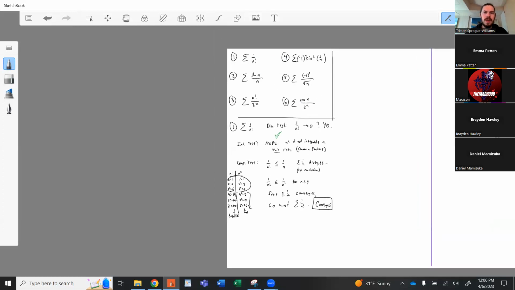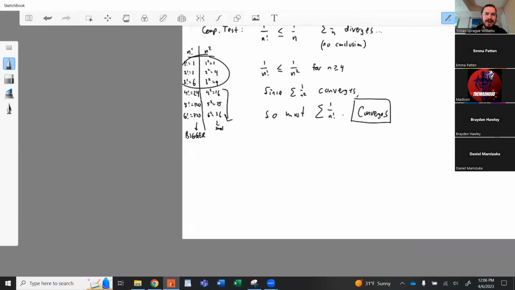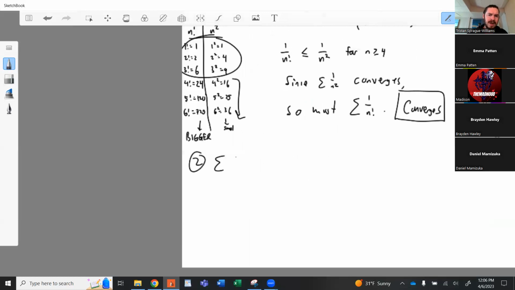So there's number 1. Let's look at number 2. Number 2 is pretty quick. Number 2 here is summing up natural log of n over n. Passes the divergence test. Integral test is a nice one here. So you can do the integral of ln n over n, from 1 to infinity.